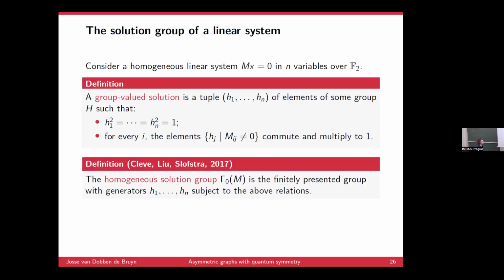And then we define the homogeneous solution group to be the finitely presented group with generators h1 up to hn subject to these relations. So you get some finitely presented group that encodes all group-valued solutions of your linear system. Solutions in some group H correspond to homomorphisms from the solution group to H.